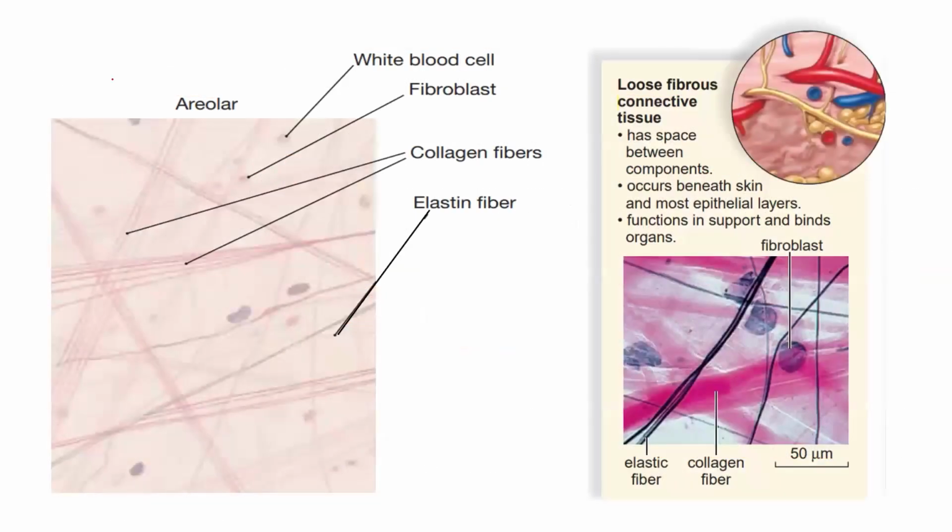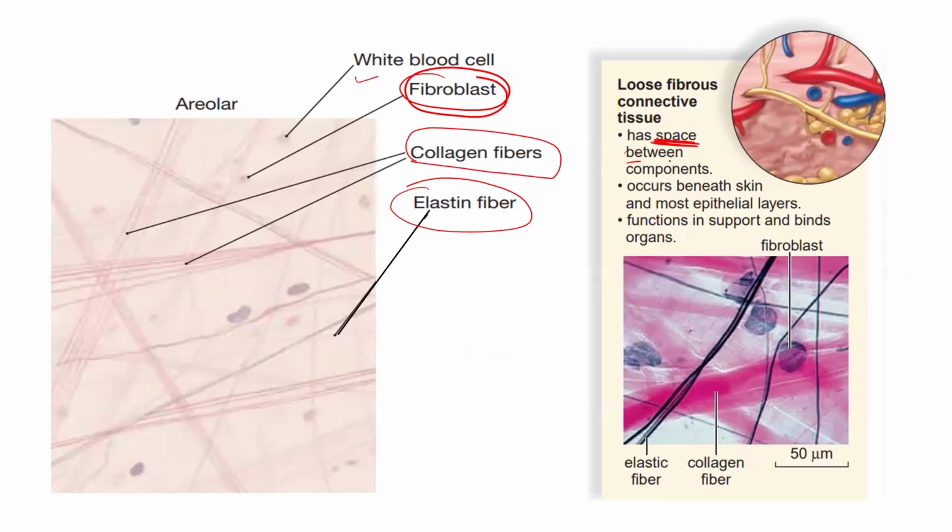So this is the figure of areolar connective tissue. You can see the air spaces, and it consists of collagen fibers that provide the strength and elastin fibers that provide the elasticity to it. Then they have white blood cells, and the specialized cells are the fibroblast cells that produce the protein fibers. So loose connective tissue has space between the components. It occurs beneath the skin and most epithelial layers. It functions in support and it binds the organs. Right?